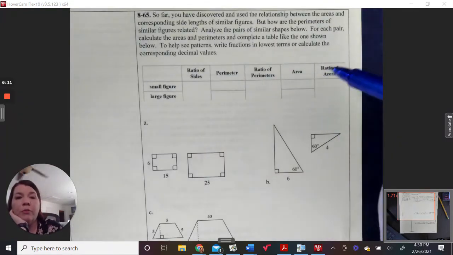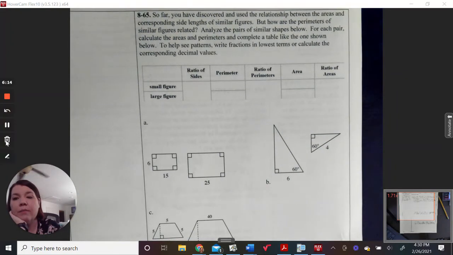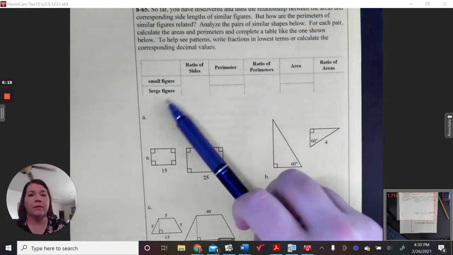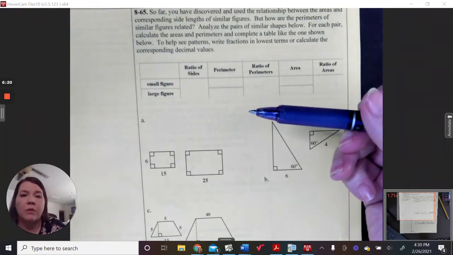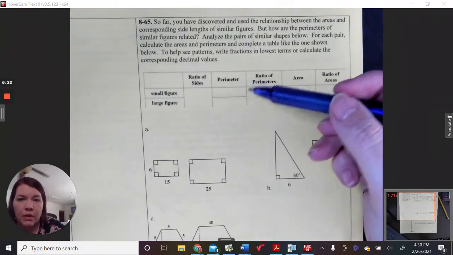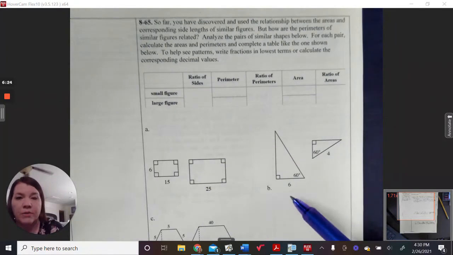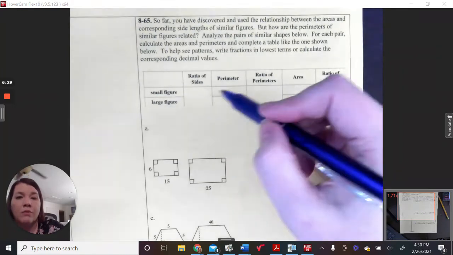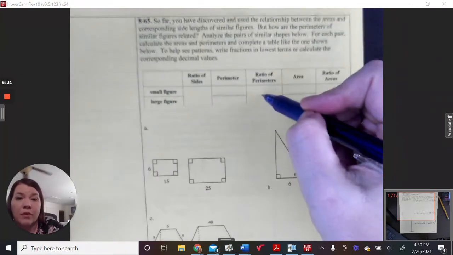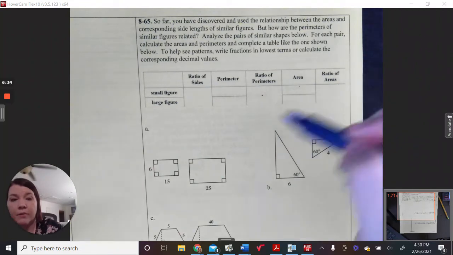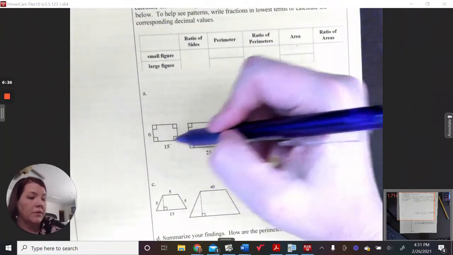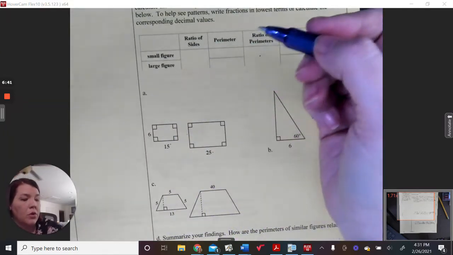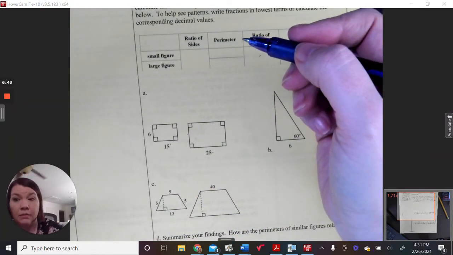All right, so ratio of sides. Write fractions in lowest terms or calculate decimals. What we're going to do is analyze these three shapes down here. We're going to find the ratio of sides, then find the perimeters, and then figure out the ratio of perimeters. Same thing with areas. So 6 to 15, and then that's 25. I'm not timesing by something very nice here, just something to keep in mind. Let's figure out what this missing side is.